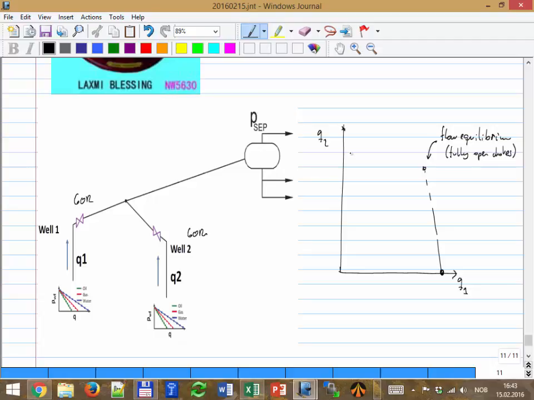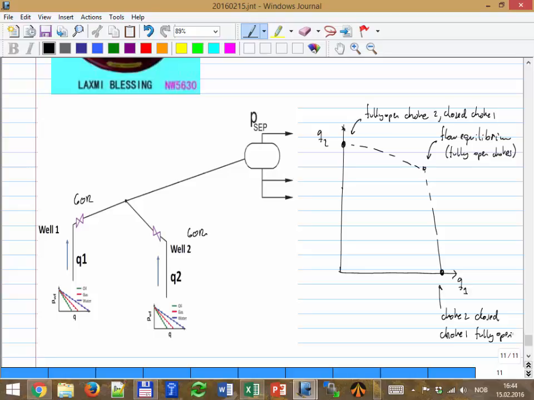Okay, and what happens now if I close completely choke 1 and leave choke 2 fully open? The same thing. The point could be here or here. Let's put it on this point. So here I say fully open choke 2 and closed choke 1. And this point is choke 2 closed and choke 1 fully open. You see that? So I have so far 3 points.